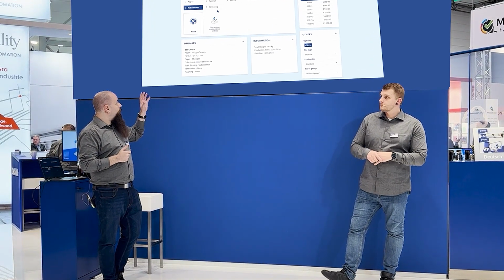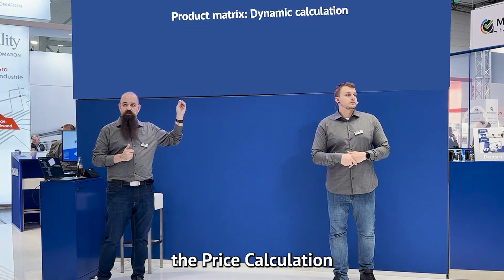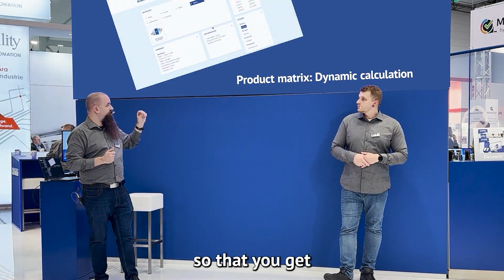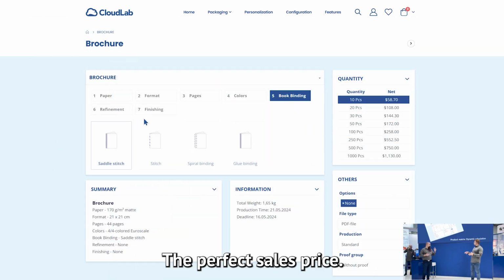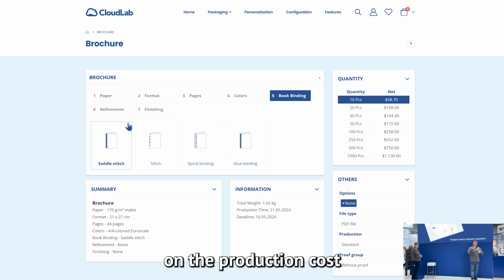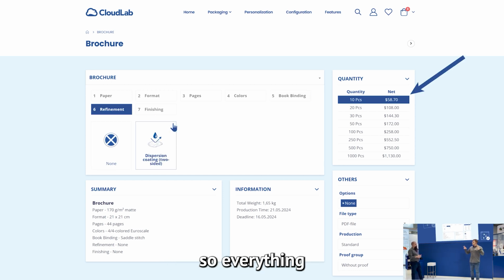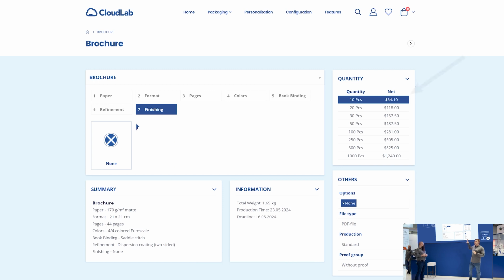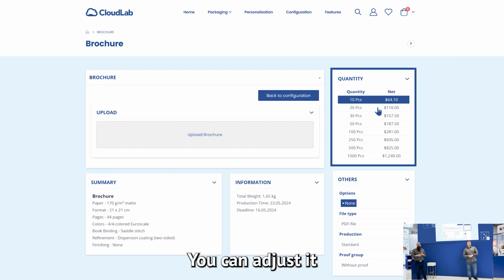And the same also for the price calculation. We can automate the price calculation so that you get, based on business standards, the perfect price, right? The perfect sales price. So it's based on the production costs, as well as the paper or the price for colors. So everything can be included in the calculation, and it's fully flexible, right? Exactly. You can adjust it to your needs.